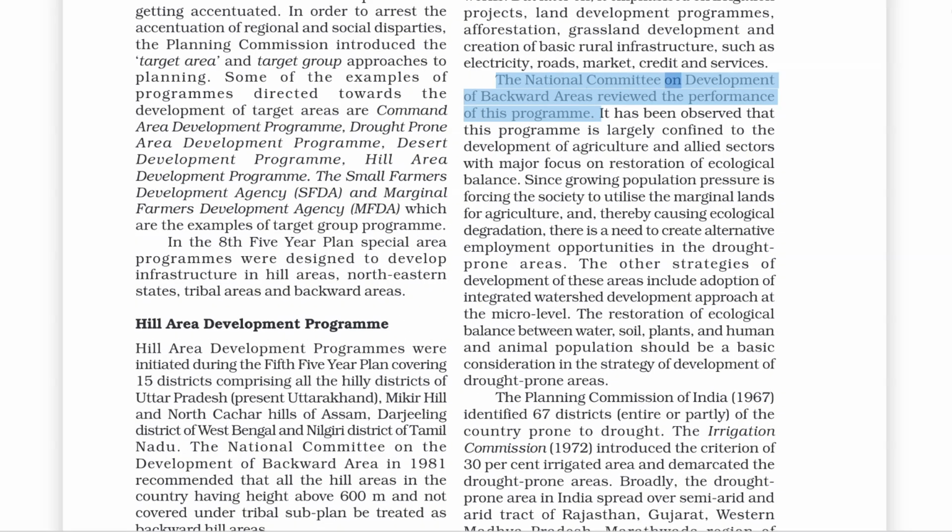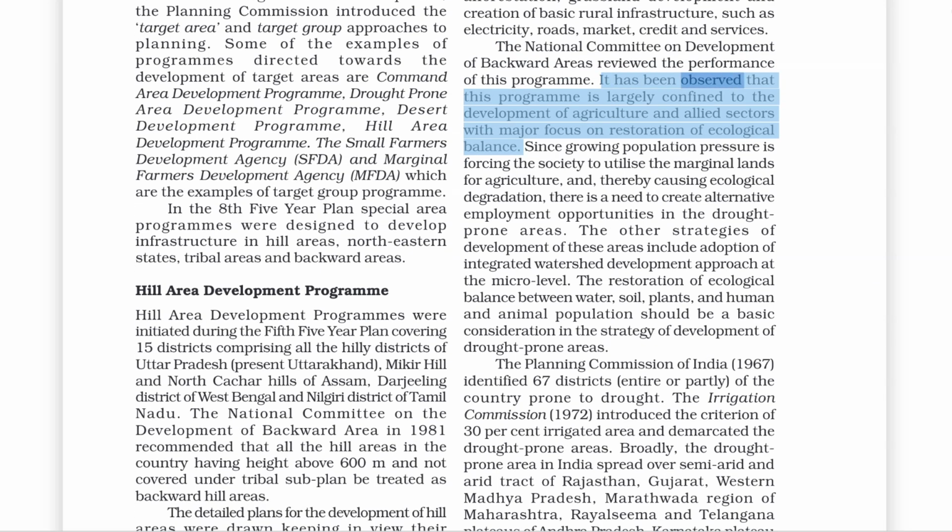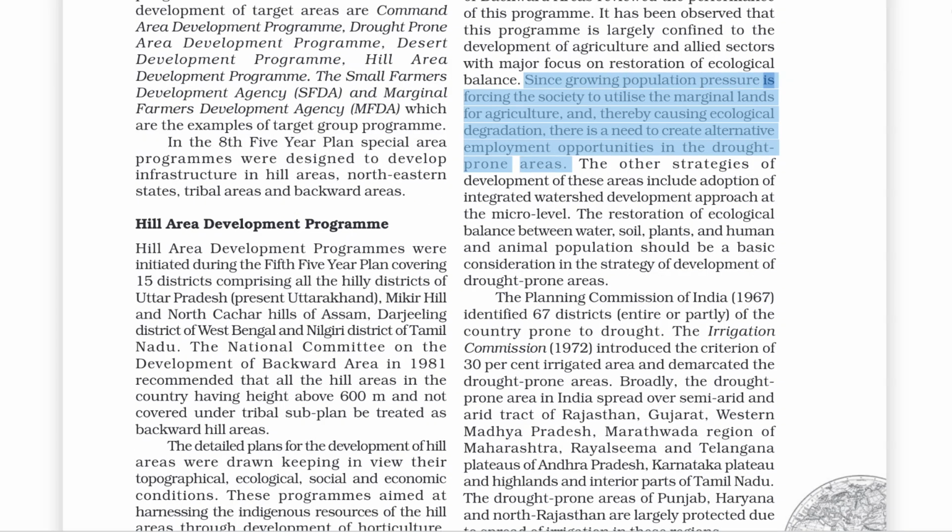The National Committee on Development of Backward Areas reviewed the performance of this program. It has been observed that this program is largely confined to the development of agriculture and allied sectors with major focus on restoration of ecological balance. Since growing population pressure is forcing the society to utilize the marginal lands for agriculture and thereby causing ecological degradation, there is a need to create alternative employment opportunities in the drought-prone areas.